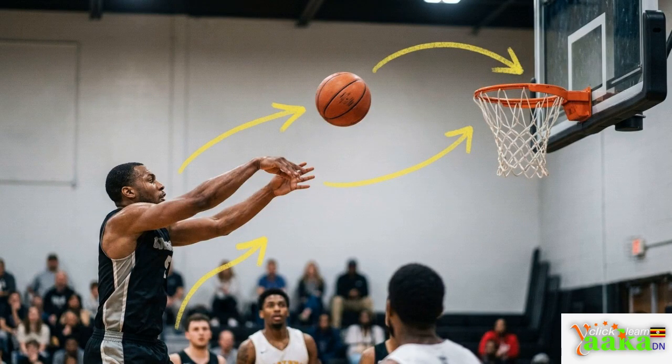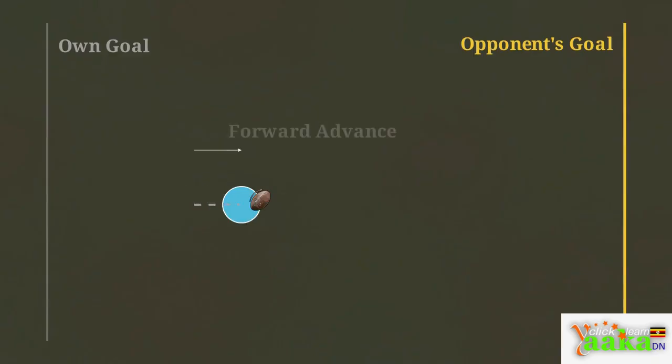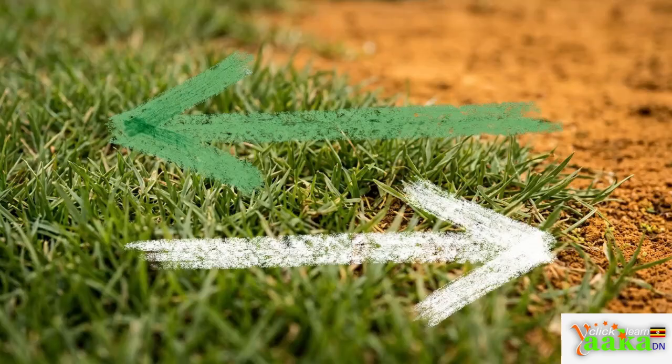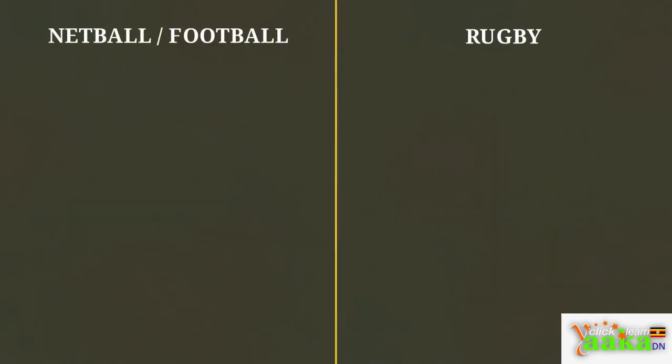In most sports, you pass the ball forward to gain ground, but in rugby, the rules require you to move toward your own goal to reach the opponent's. You must pass backward to move forward. This diagram highlights the core strategy.